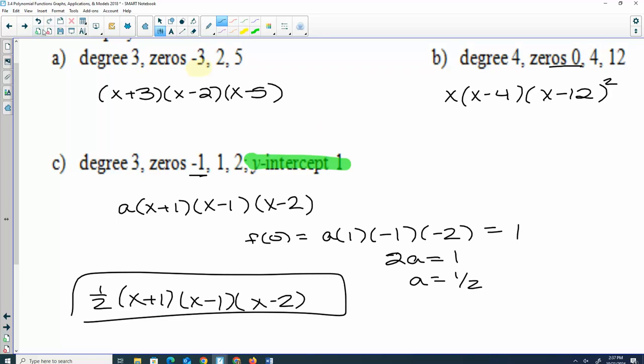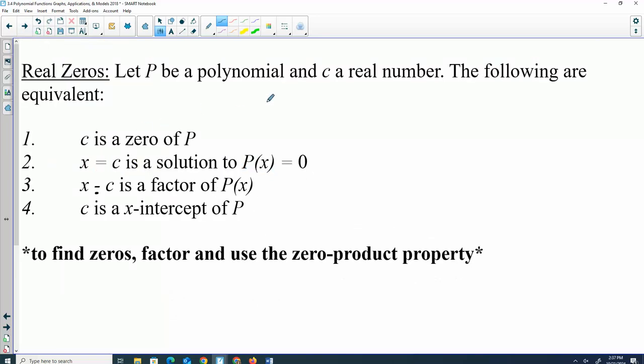The next piece is just some terminology. A 0 is just a number that makes the function equal 0. So if I say, give me a 0, you're just saying 5 or 3 or whatever. Another way to say the same thing is saying x equals c is a solution to p of x equals 0. When x is equal to that number, my y is equal to 0.